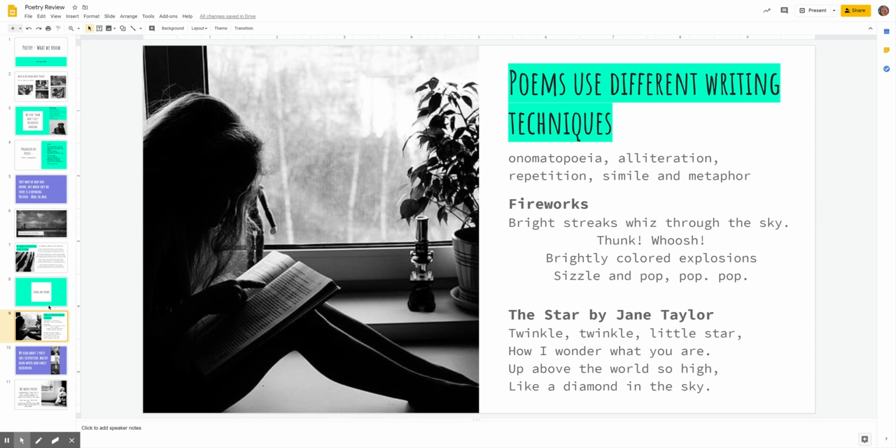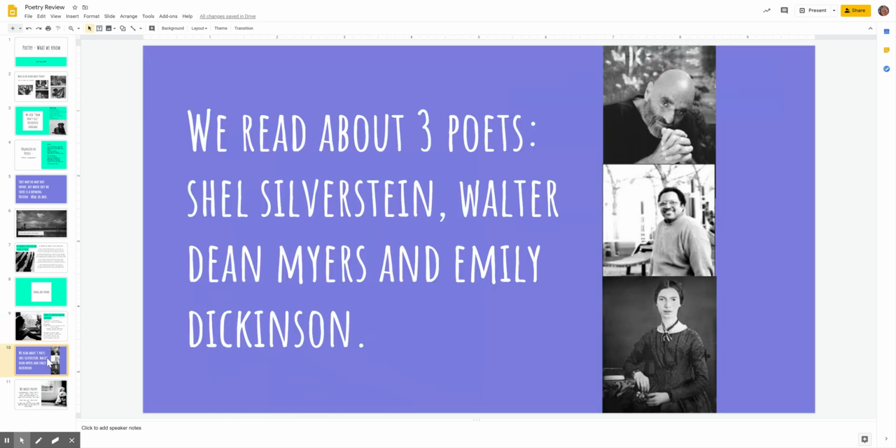But we also learn that metaphors can compare. They do not use like or as, such as the phrase, you are my sunshine. We read about three poets, Shel Silverstein, Walter Dean Myers, and Emily Dickinson.